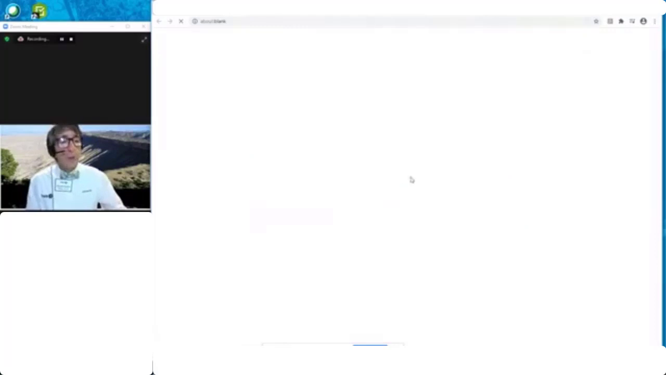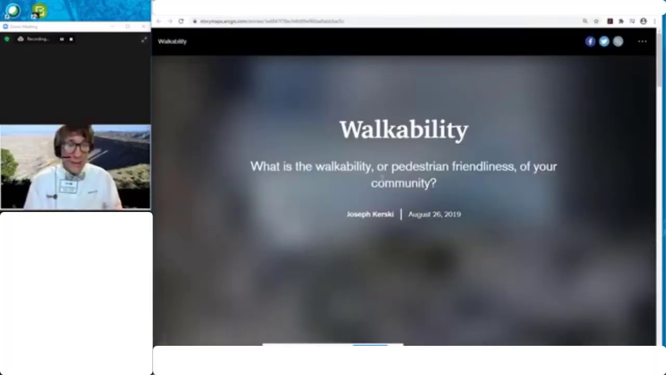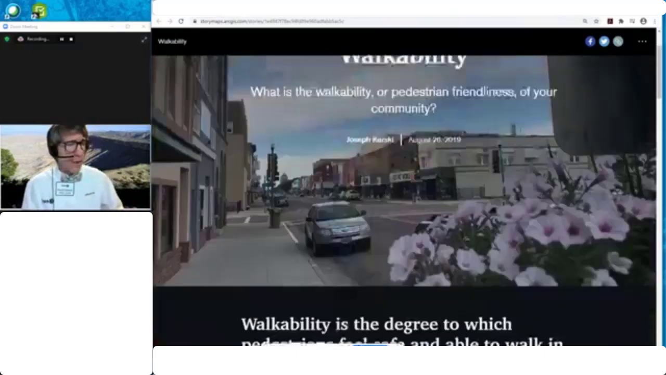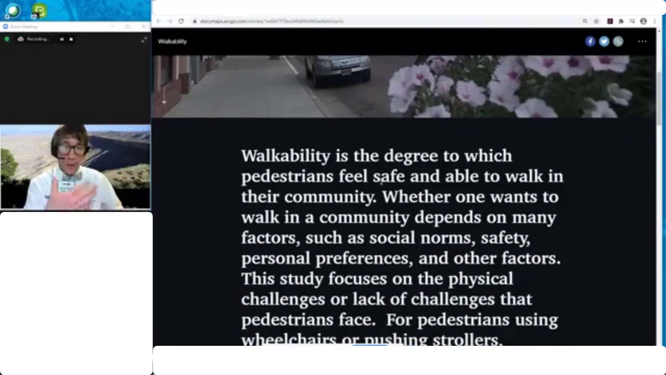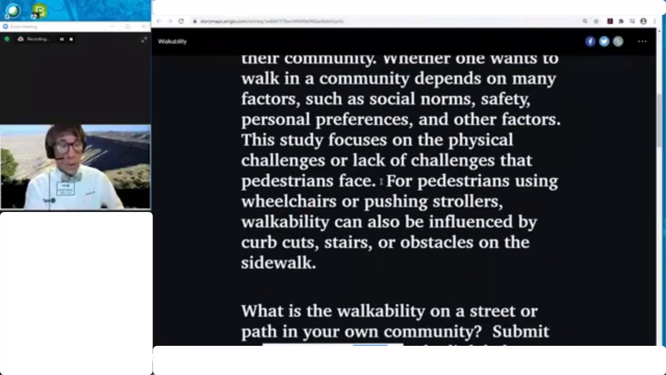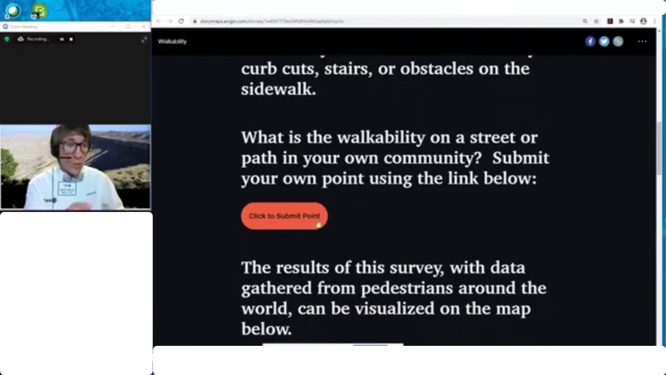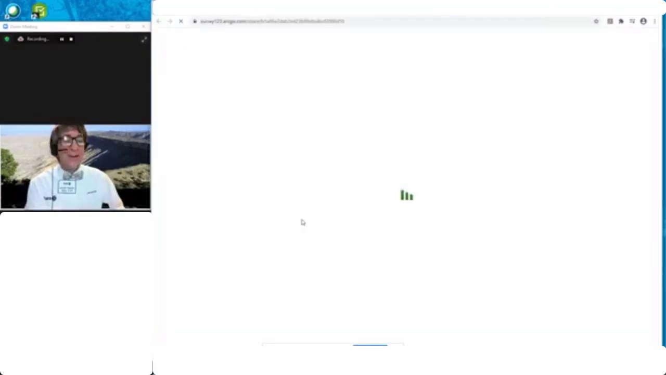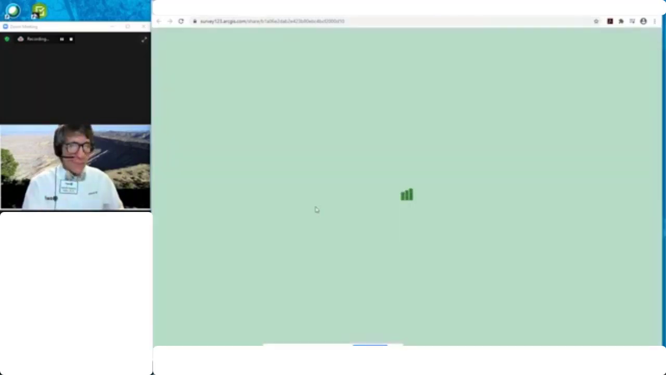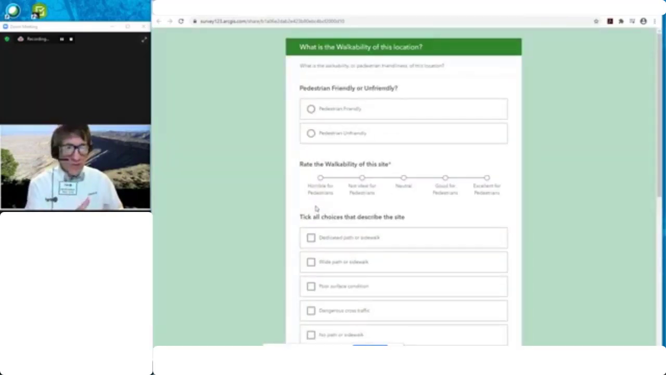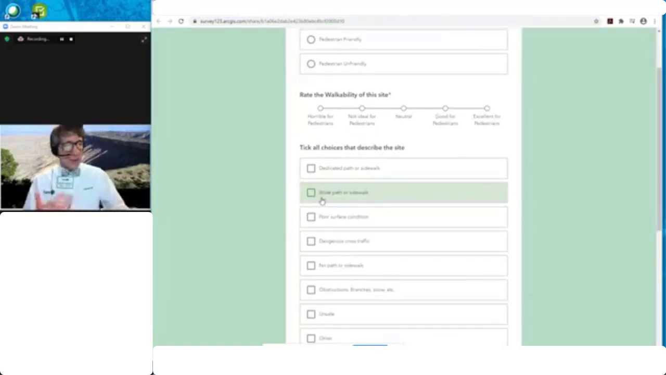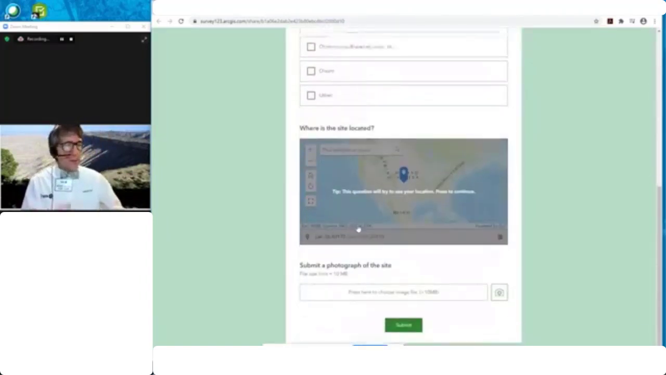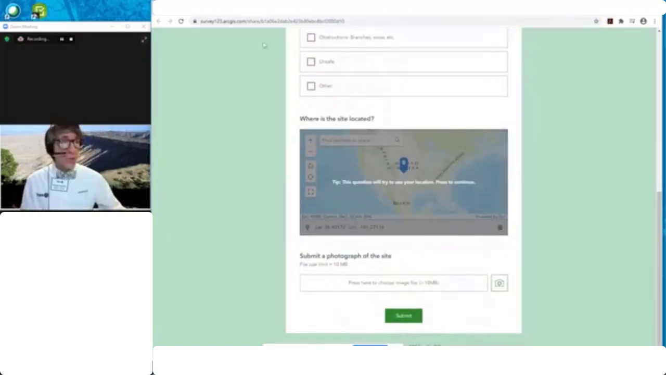I also have a walkability map. A topic I'm passionate about is walkable neighborhoods, whether a community is walkable or not. I have a story map right here with a little description of what walkability is and why people care about it. I also have a survey inside of it where I ask, is this place walkable or not? Rate the walkability of the site, tick all the choices that describe it. Do you know where it is, and did you have a photograph of it?